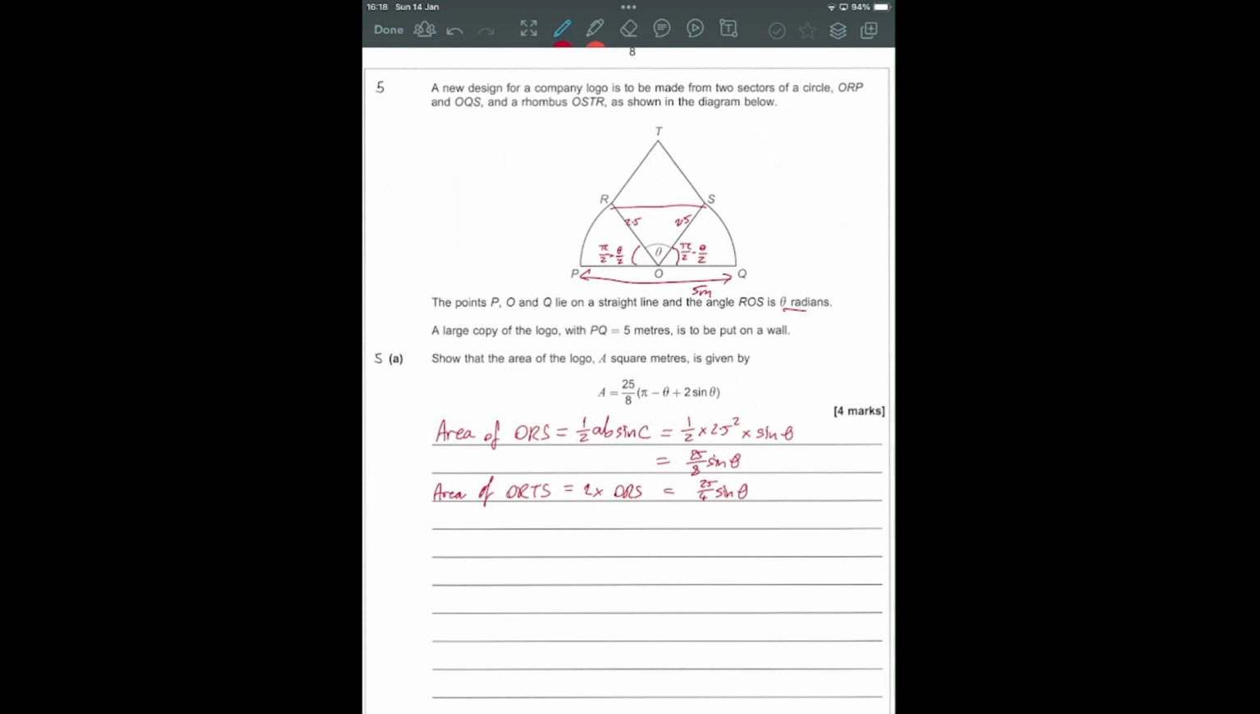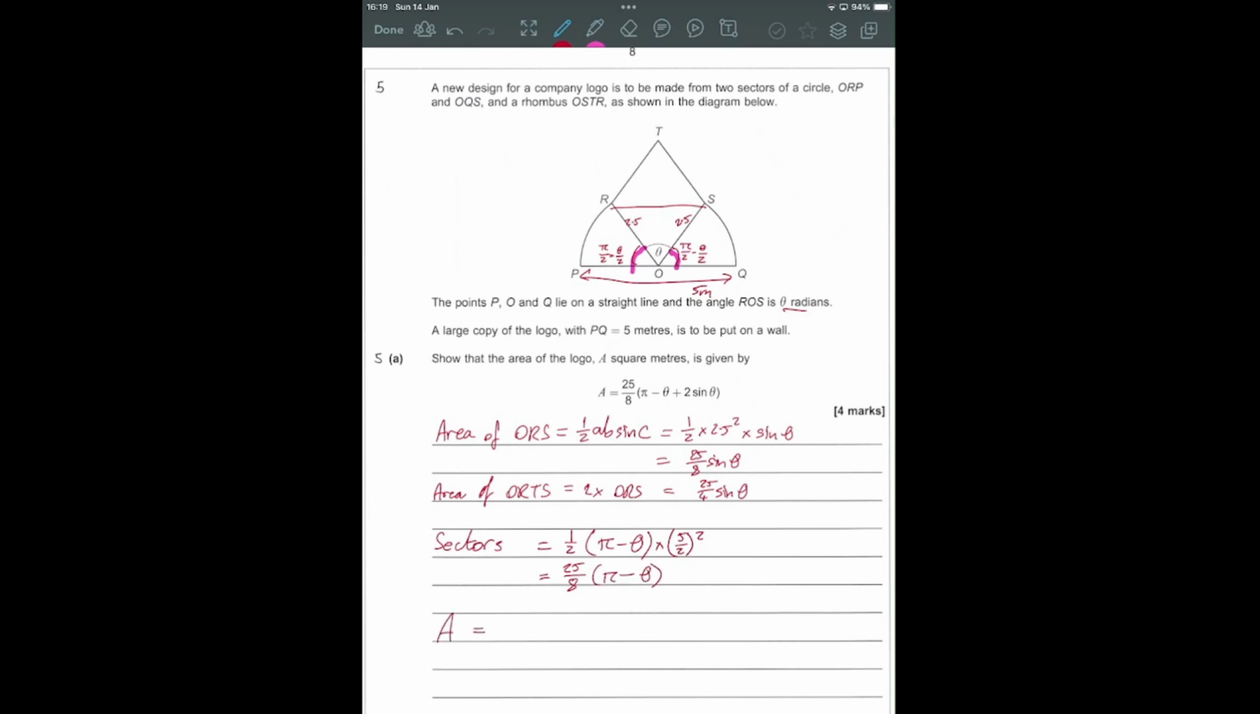Now let's do the 2 sectors. And again, there's lots of ways to cheat. I'm going to put the 2 sectors together. So the area of a sector is a half theta r squared. Well, the angle that I have, if I put those 2 angles together, so I've got an angle there and an angle there, I put those 2 pizza slices together, I'm going to have a total angle of pi minus theta times the radius squared, which again is 2.5 squared. So that's going to be 25 over 8 again, pi minus theta.